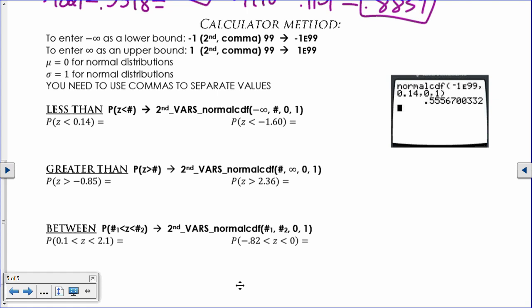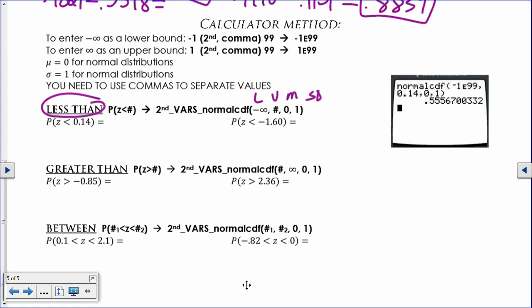There's the less than, greater than, in between. So what you're going to do is if you have a less than, you always have your lower bound, upper bound, the mean, and the standard deviation. That's the information you're going to enter into the calculator. So if your lower bound is negative infinity, you would type in -1, and then second comma, should give you a little E, so we see the E, and then 99.